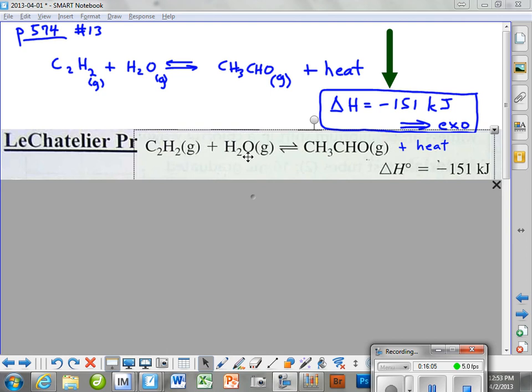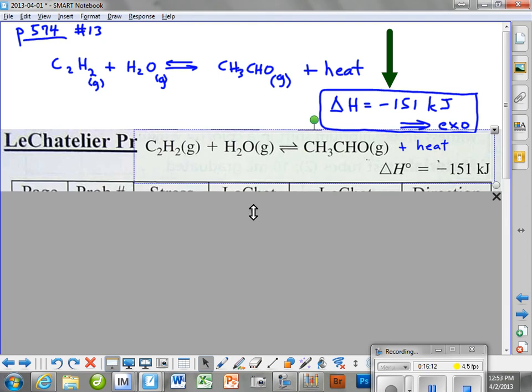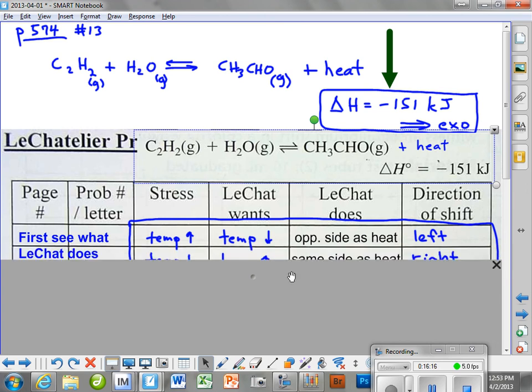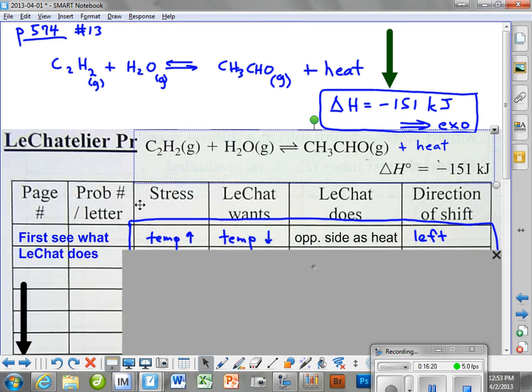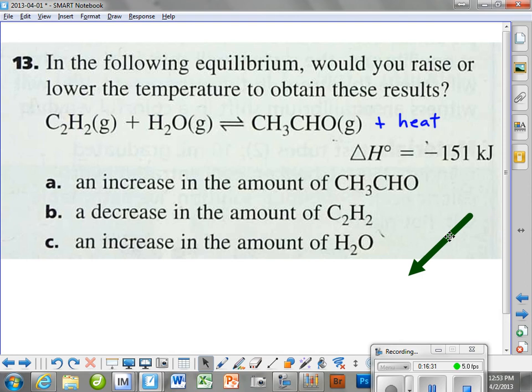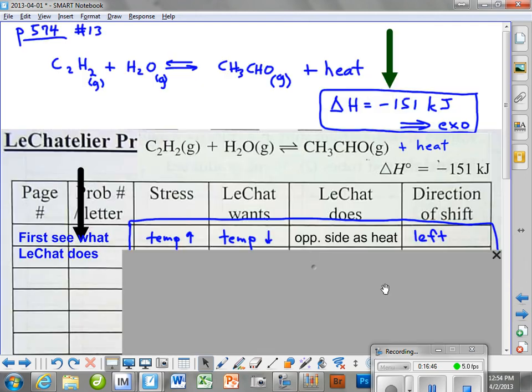Okay, now you can see the equation itself on the same page that I'm on, and why the equation came out the way it did. So in order to solve this problem, the first thing we want to do is see what LeChat does. Okay, why do we want to do that? In the problem it's stating, in the following equilibrium, would you raise or lower the temperature? So let's do a little investigative work and find out what LeChat will do when we raise or lower the temperature.